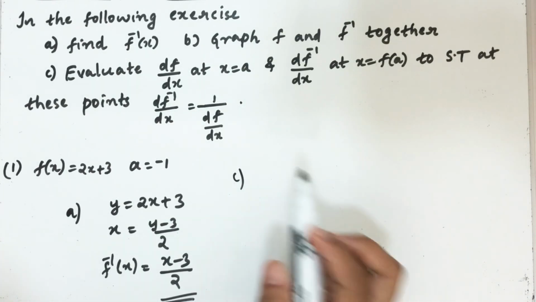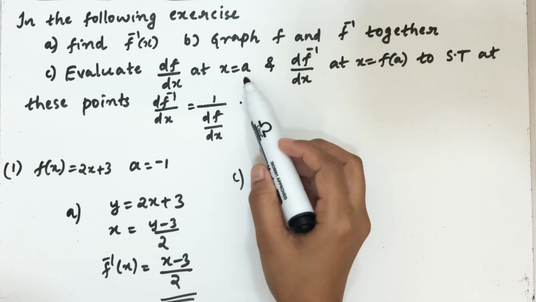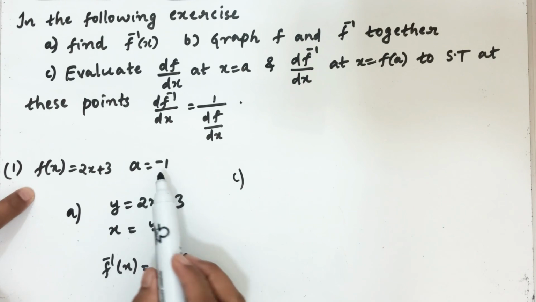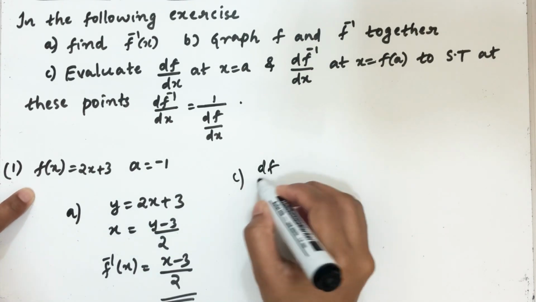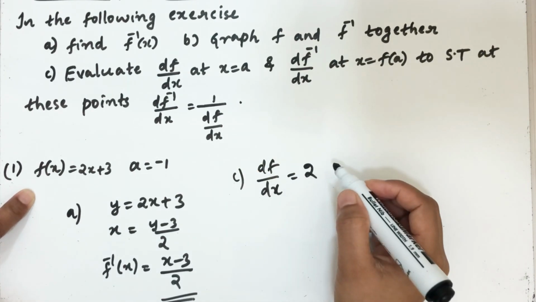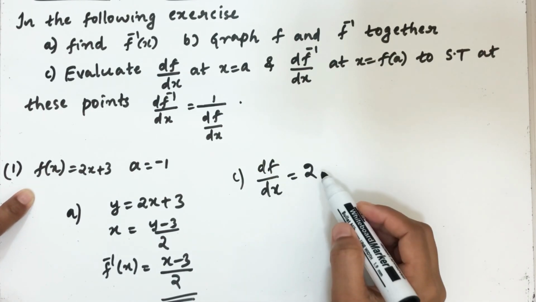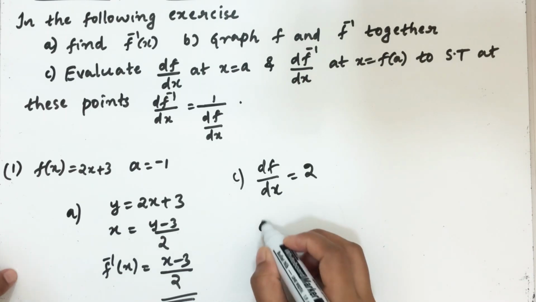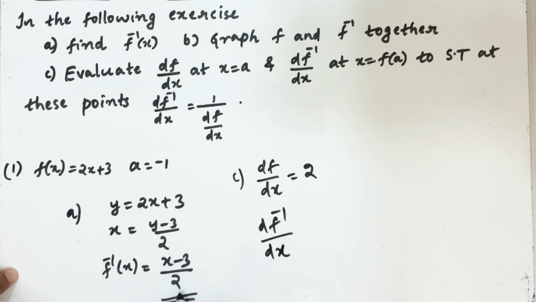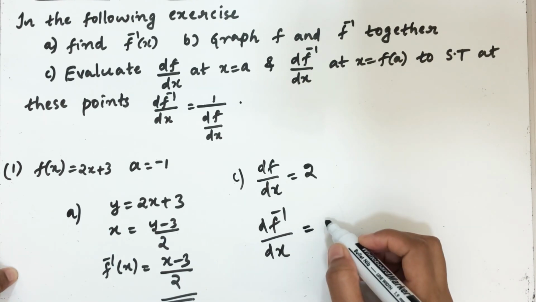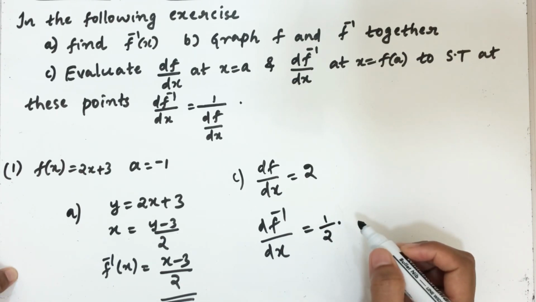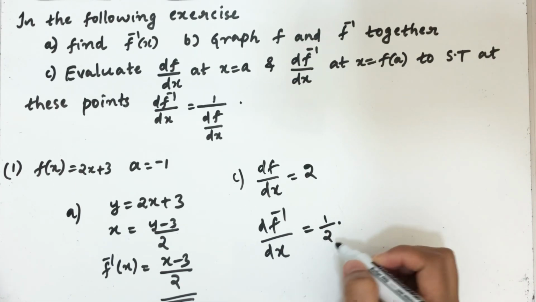C part. Evaluate df/dx at x is equal to a. We have to find the derivative at x is equal to a, which is minus 1. So df/dx is equal to d/dx of (2x plus 3), that is 2. At a equal to minus 1, this is 2. Now df inverse/dx. F inverse of x is (x minus 3) by 2, that is d/dx of (x minus 3) by 2, that is 1 by 2 into (1 minus 0), that is 1 by 2.